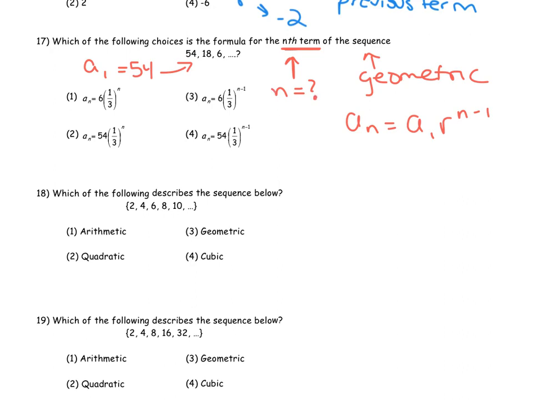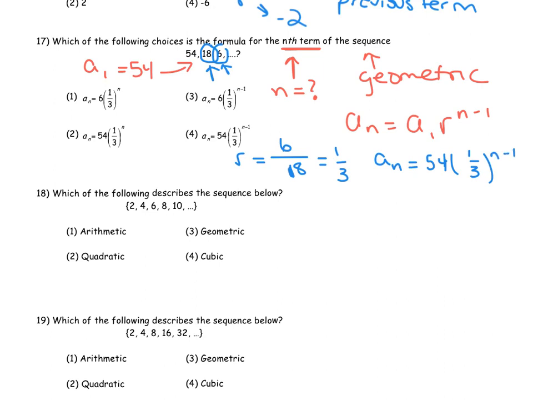We can figure out the common ratio by taking any term and dividing it by its previous term. I chose 6 and I'm dividing it by its previous term of 18 to get r. So 6 over 18 simplifies to 1/3, so I know what r is. I'm just going to plug everything in. Nothing changes with n. The first term is 54 times 1/3 to the n minus 1.